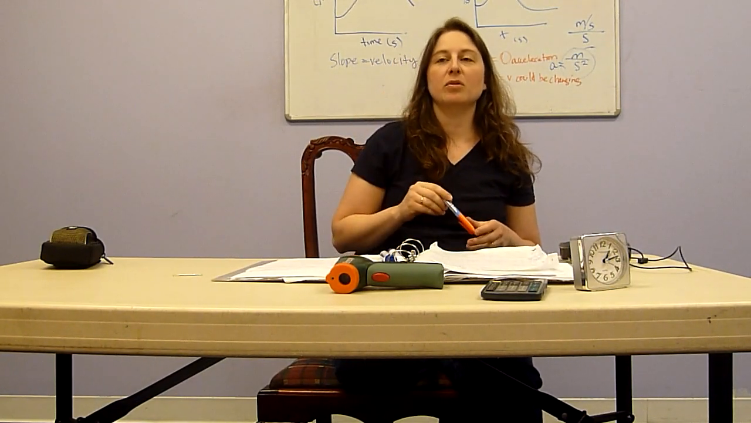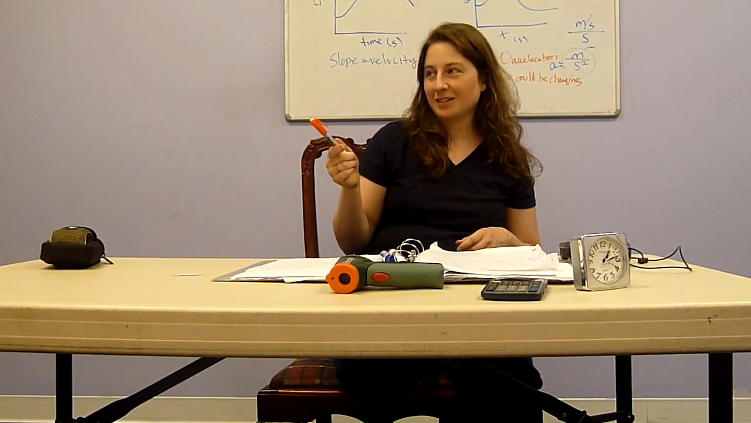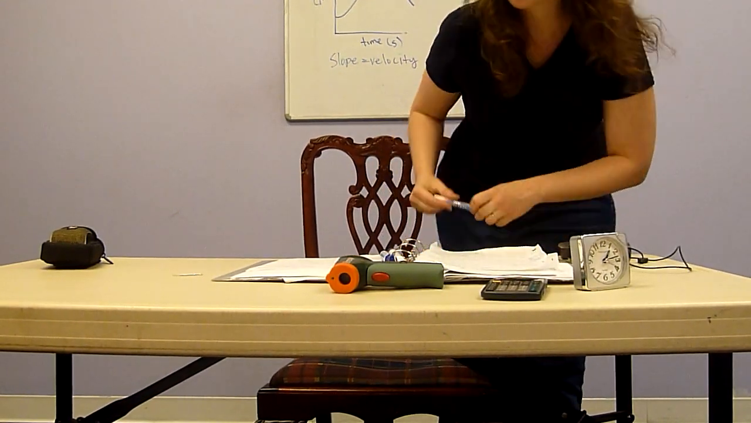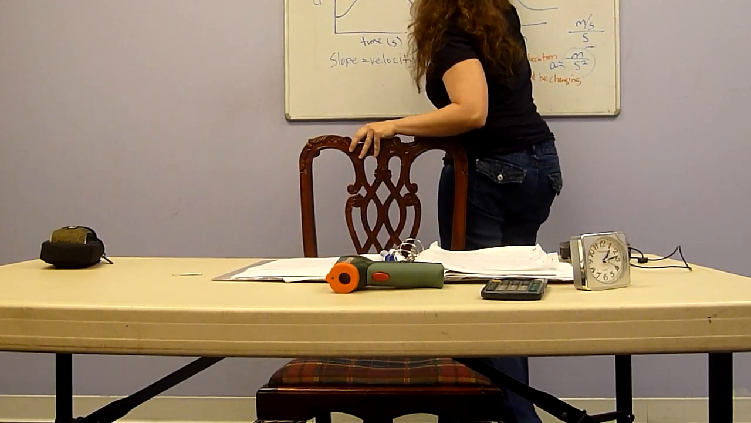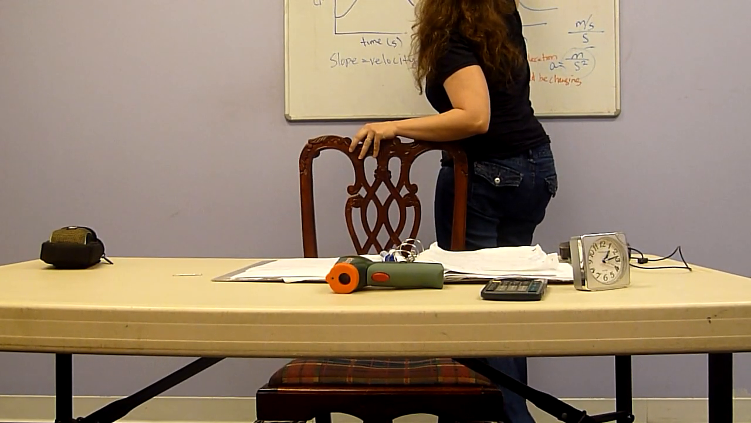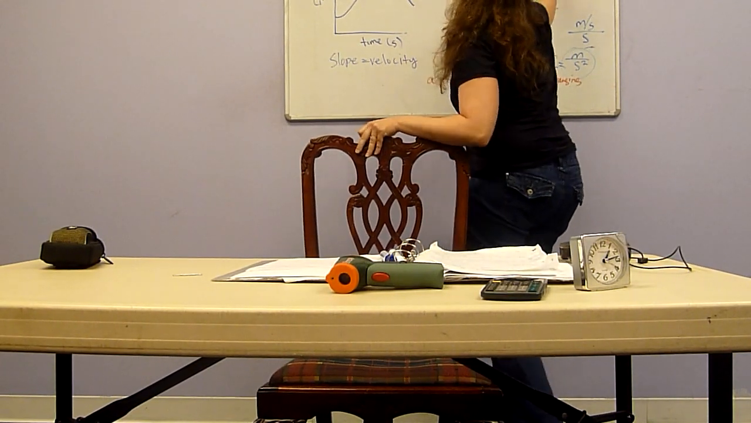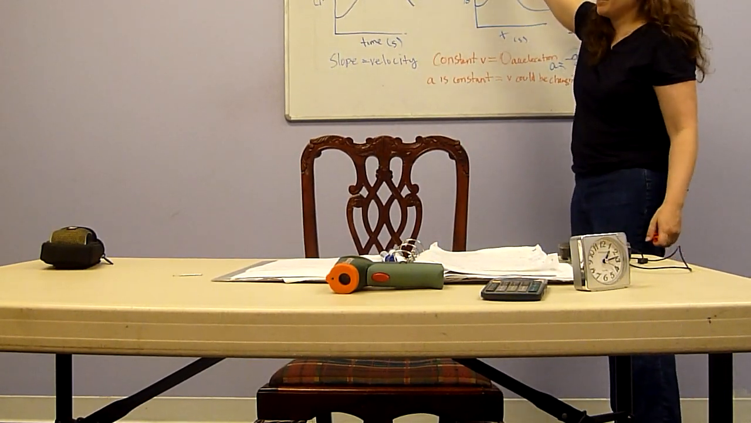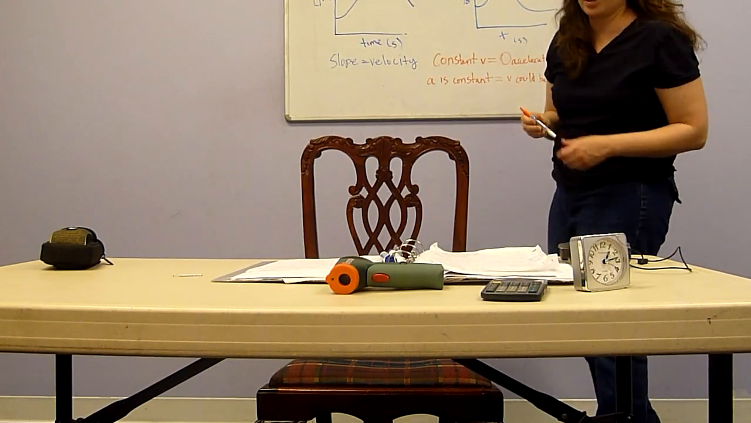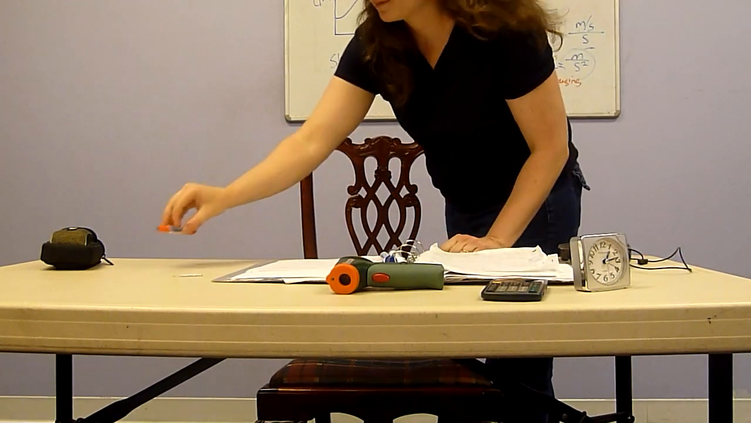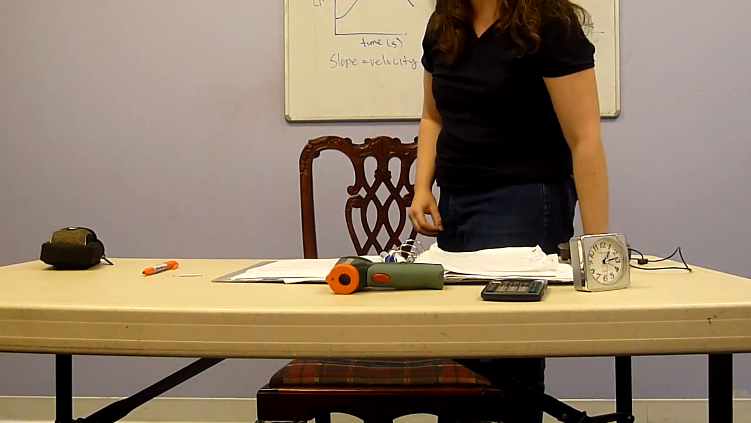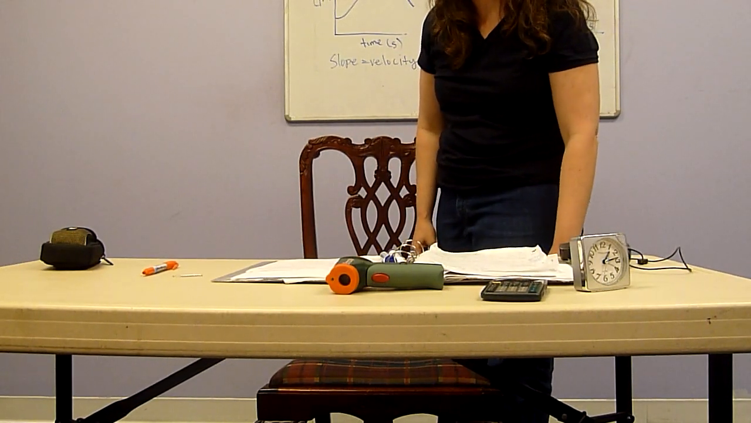So what kind of equilibrium is that? Dynamic, because it's moving. Dynamic translational equilibrium. You have to have two words, and you're always going to have two words. One of them is going to be dynamic or static. Dynamic means it's moving, static means it's stationary. So if the pen were not moving, it would be in static translational equilibrium.